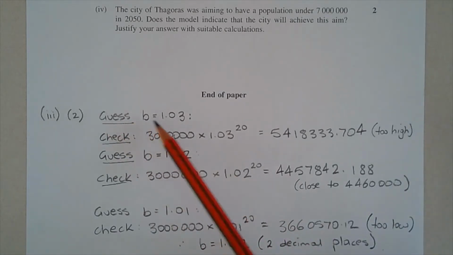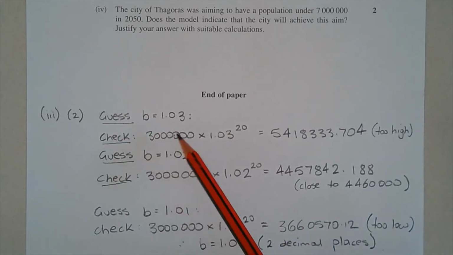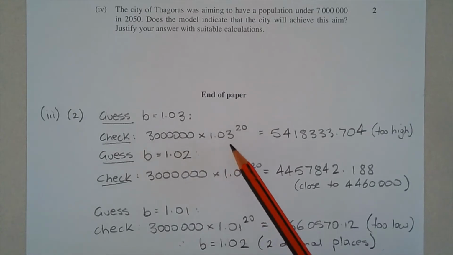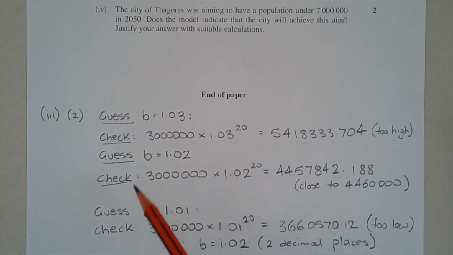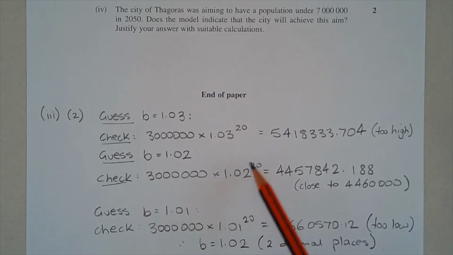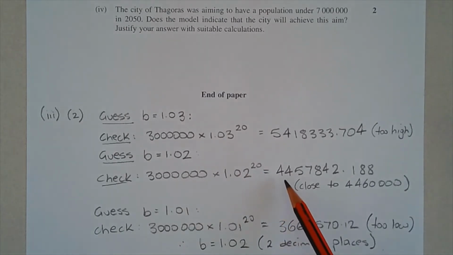So let's guess B equals 1.03. Let's check that. 3 million multiplied by 1.03 to the power of 20 gives around 5.4 million, which is definitely too high. Let's guess B equals 1.02. Let's check that. 3 million multiplied by 1.02 to the power of 20 gives 4.457 million. So pretty close to 4.46 million. I think that's very close, but let's check another value of B.